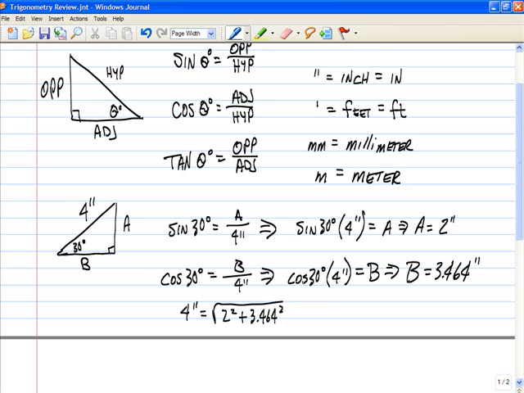But if we take the square root of 2 squared plus 3.464 squared, we get 3.9 to the 4 decimal places, if you will. So that's going to be 4. So we're good there. If we know any of those, we can go back and figure what we've got going on there using the right triangle trig.